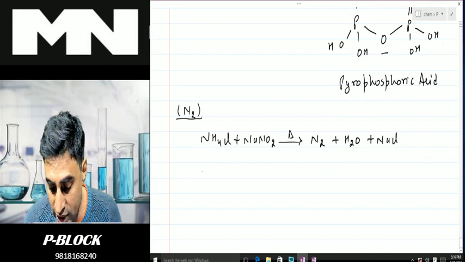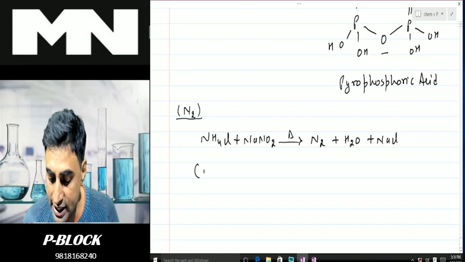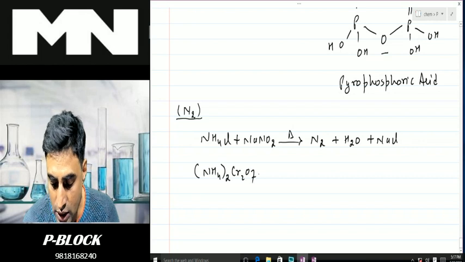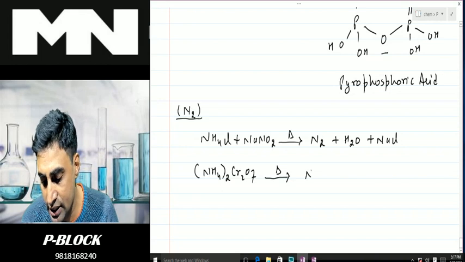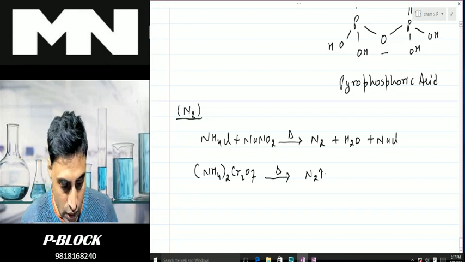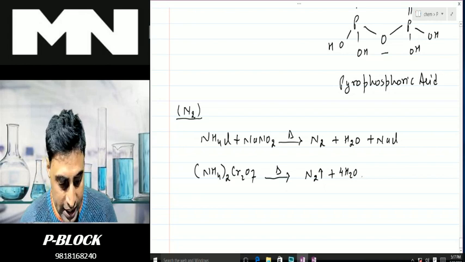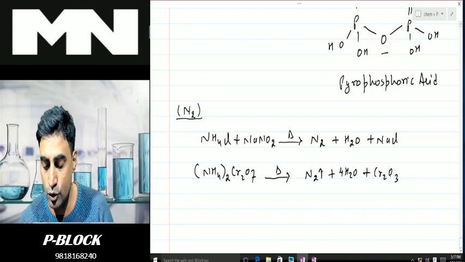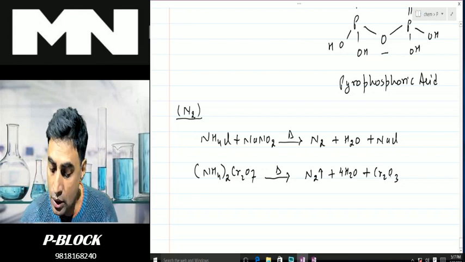Another common one is decomposition of ammonium dichromate, that is (NH4)2Cr2O7. If you heat it and decompose it, you will get nitrogen gas along with 4 moles of H2O and Cr2O3, chromic oxide. So this is how you can prepare nitrogen gas.